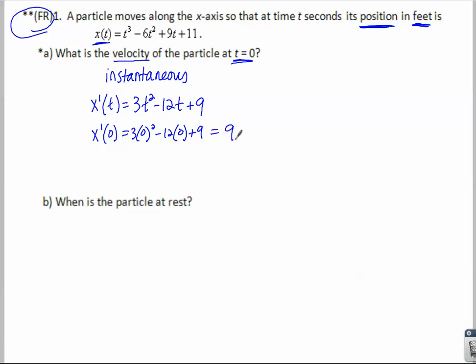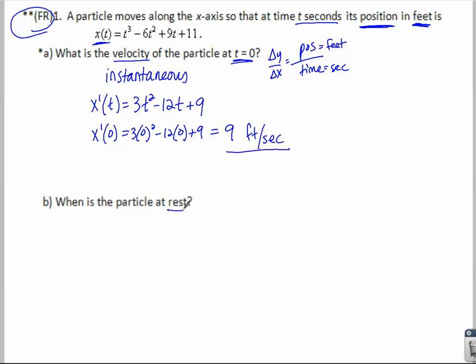We need units, or we do not have a correct answer. Well, what are we measuring? The position over the time. If we think of the derivative as the slope, change in y over change in x, the position is in feet. The time is in seconds. So it's 9 feet per second. There's our answer for that.